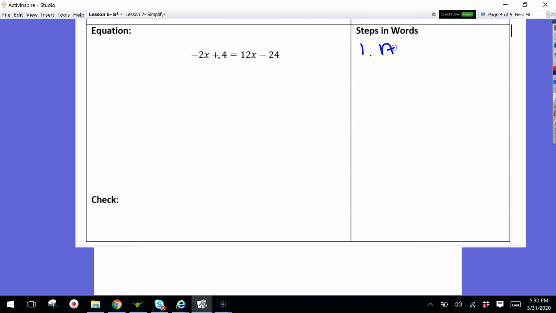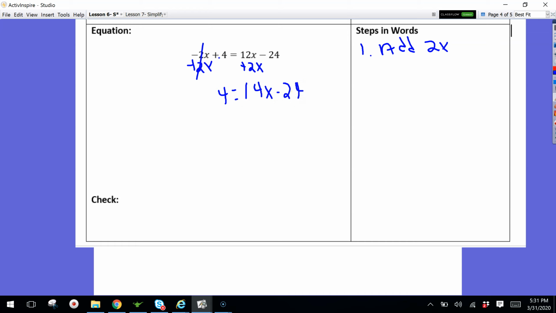So by adding 2x to both sides. So if I add 2x here, it's going to cancel out the negative 2x. If I add it on this side, again, I'm combining my like terms. So I'm going to have 4 is equal to 14x minus 24.